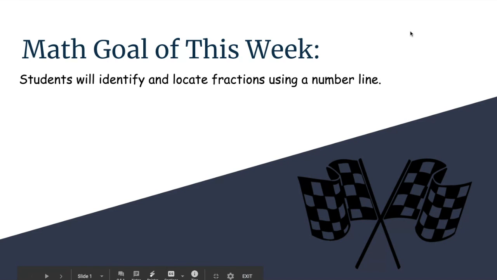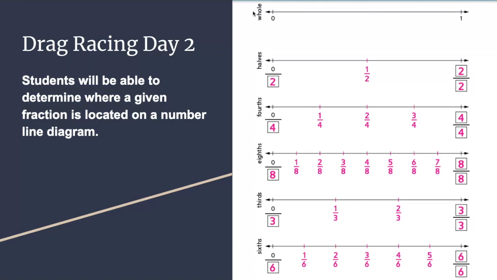Everyone, you did a really nice job with drag racing day 1 yesterday, and today we are going to take it a step further. Our overall math goal of this week is that you will identify and locate fractions using a number line. Yesterday you focused on identifying and locating unit fractions, those fractions that have a numerator of 1. And today in drag racing day 2, you're going to focus on determining where a given fraction is located on a number line diagram.